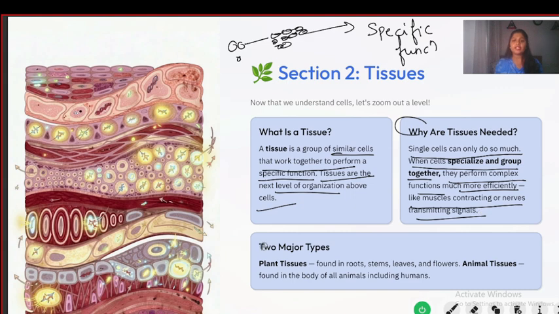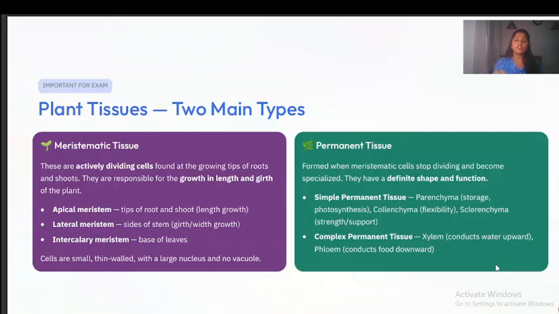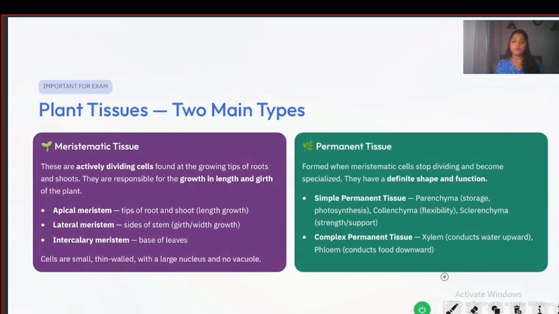So there are two major types of tissues: plant tissues and animal tissues. Plant tissues are found in the root, stem, leaves and flowers. Animal tissues are found in the body of all animals, including human beings. Now, there are two types of plant tissues, that is meristematic tissue and permanent tissue.